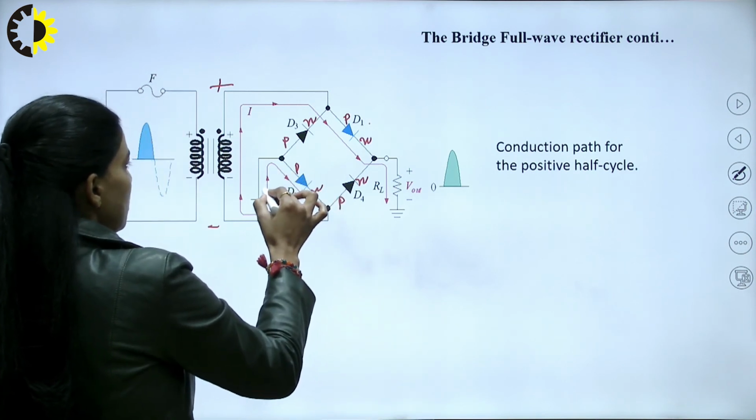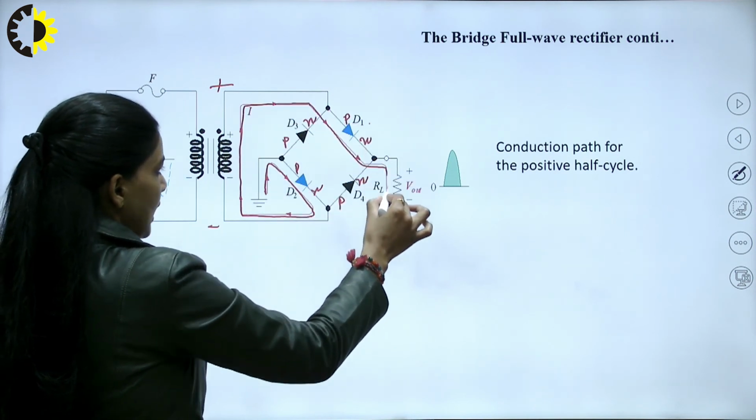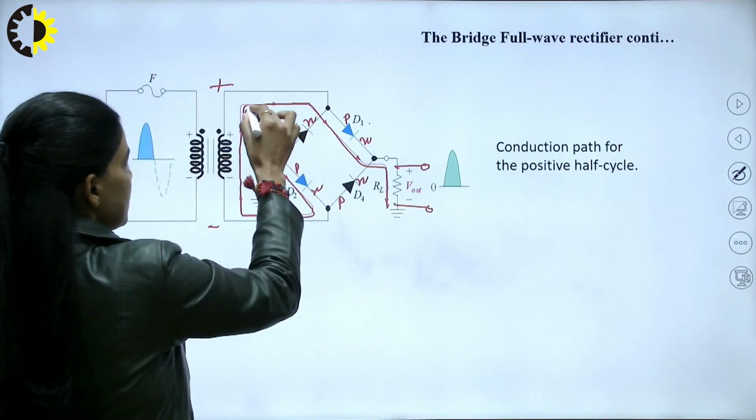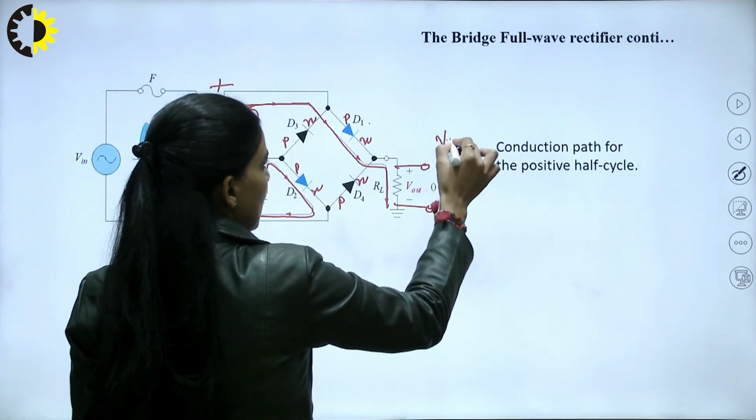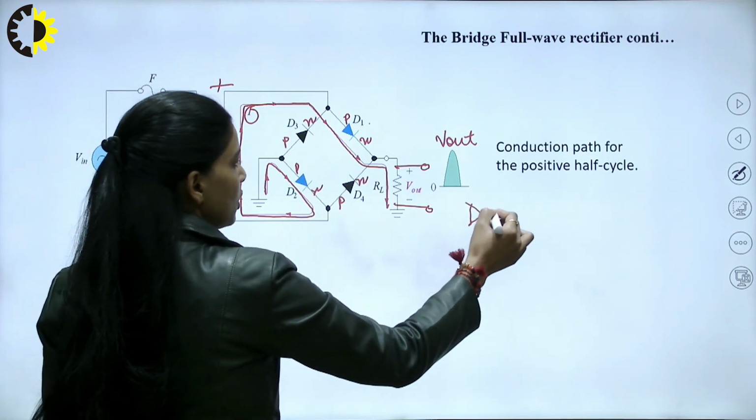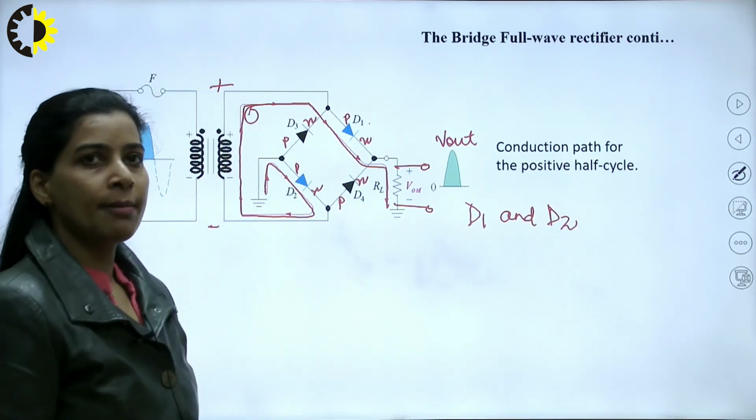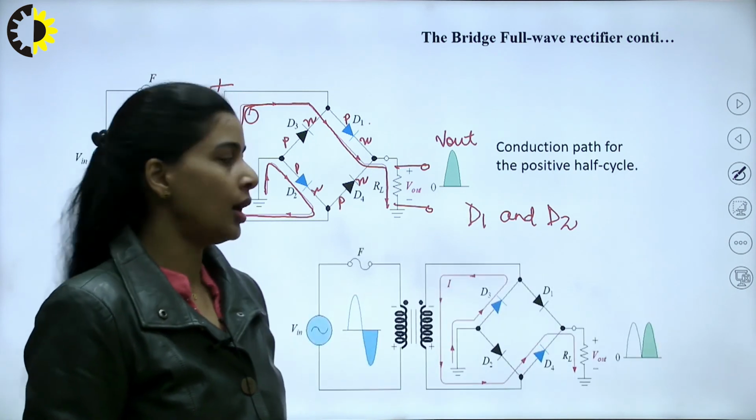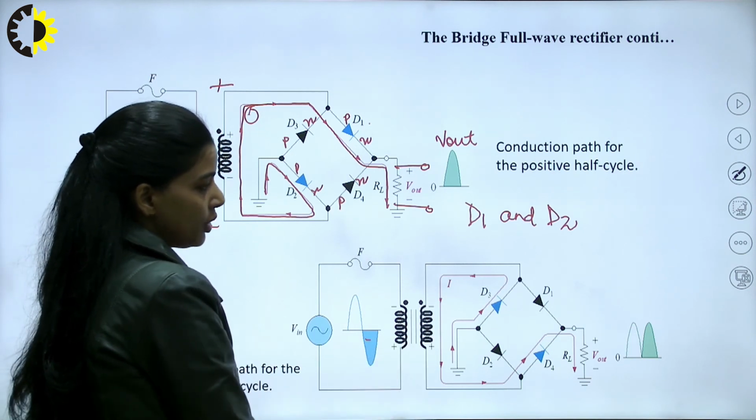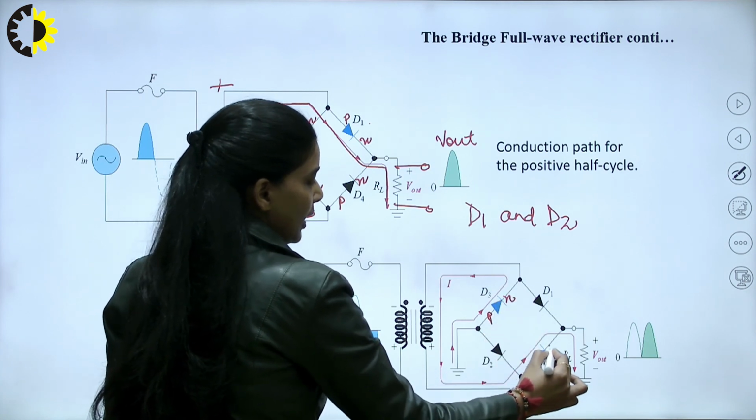So, current will follow this path and there will be an output voltage with the flow of this current I. So, we get this output for the positive half cycle with the conduction of diodes D1 and D2. So, what happens when the negative cycle appears? For the negative cycle of the input, here we have negative and positive. Now, this diode P and N, P and N side.